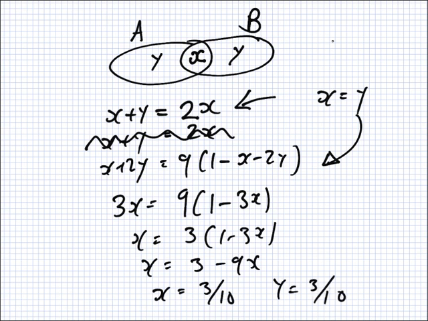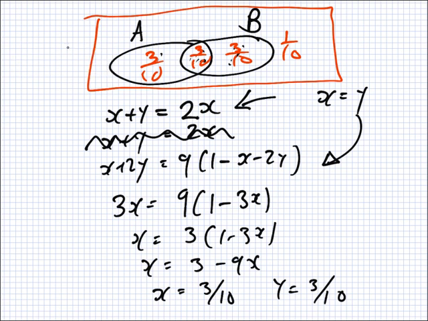So the Venn diagram now would look like this. I fill it in. 3 over 10, 3 over 10, 3 over 10, 1 over 10. Yep, that's it.